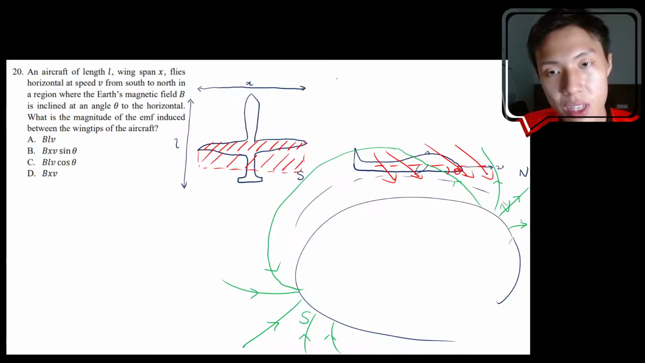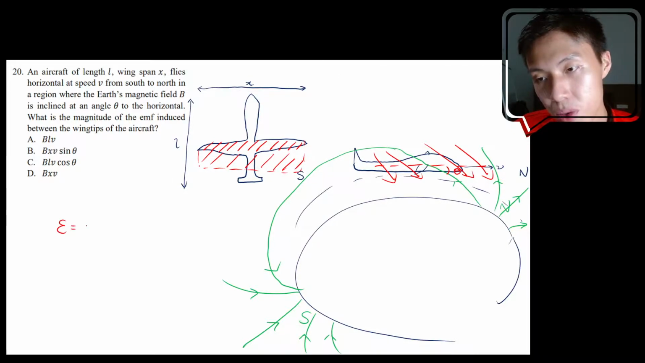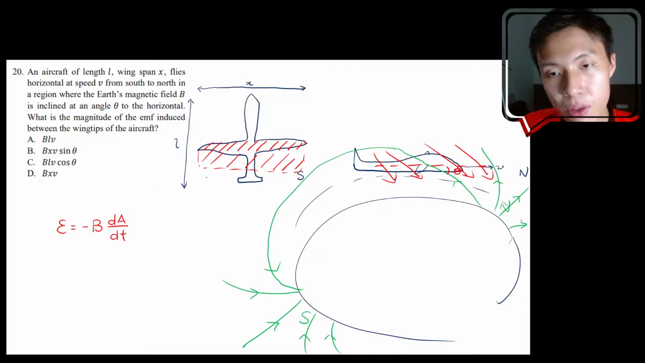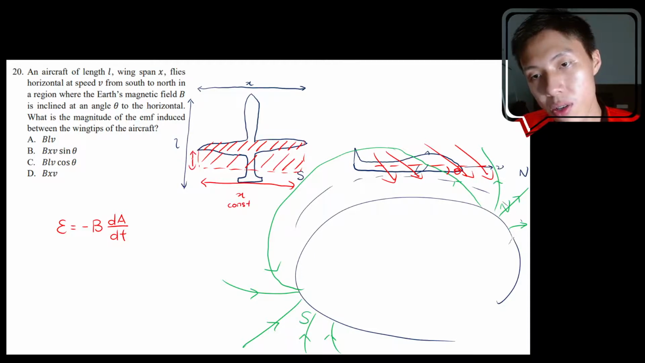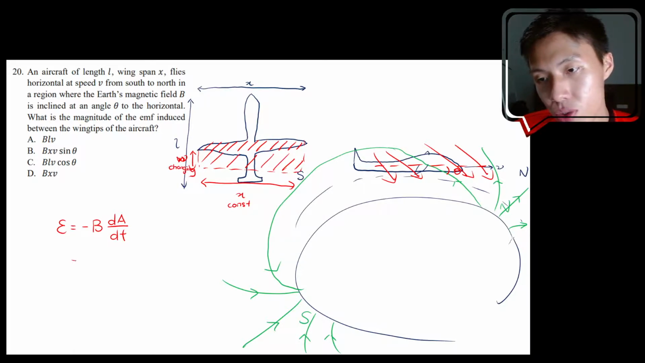Okay, so I'm going to skip some steps over here. Epsilon will be equal to negative, you are going to take out the B, so you have dA dt over here. The area consists of x, which is constant, and the width, which is changing. So you can change the area to become dx times w, where the x you can take out because it's constant.